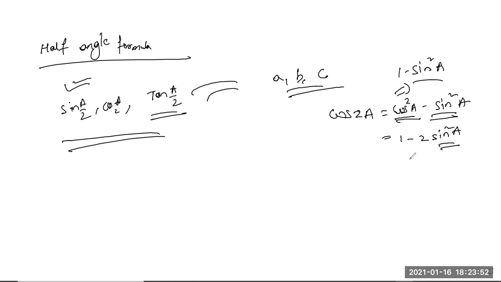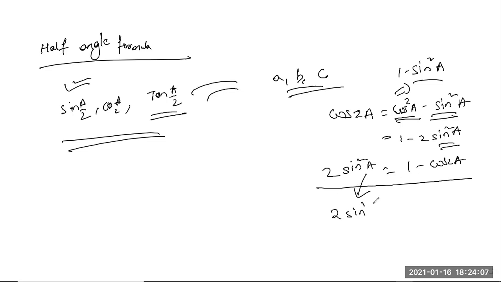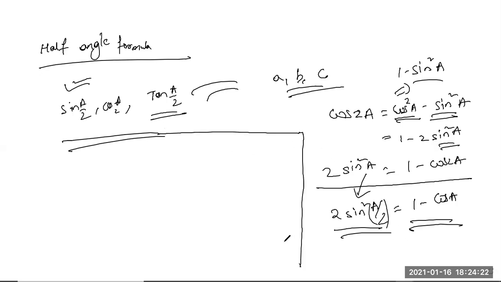So if I want sin A, how will you do? 2 sin square A will become 1 minus cos 2A, right? If I want the half angle of this, suppose, what about 2 sin square A by 2? If instead of A I have taken A by 2, then I can write 2 sin square A by 2 as 1 minus cos A. So the same thing I am taking here: 1 minus cos A is equal to 2 sin square A by 2.